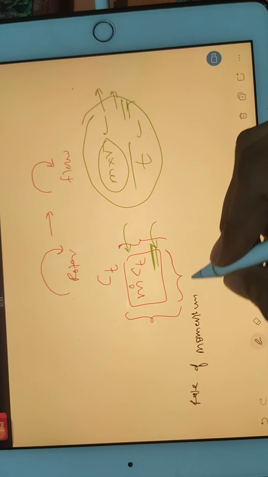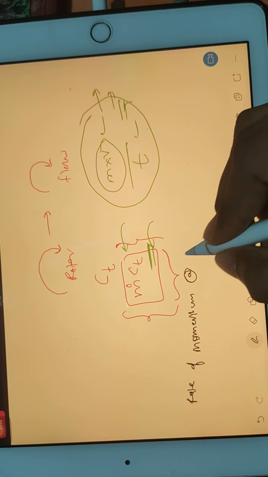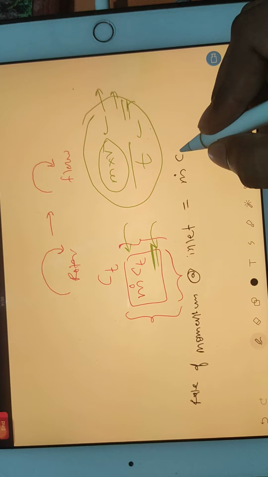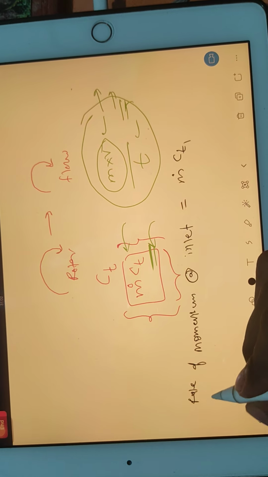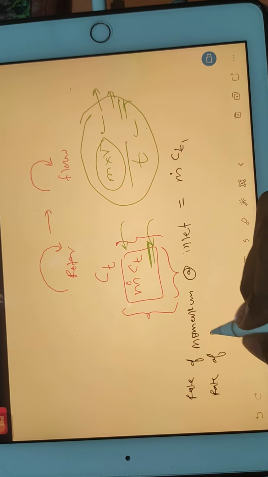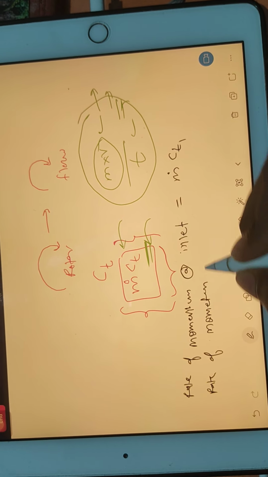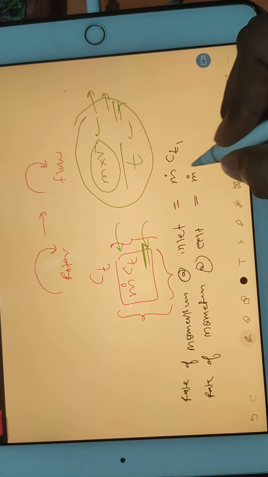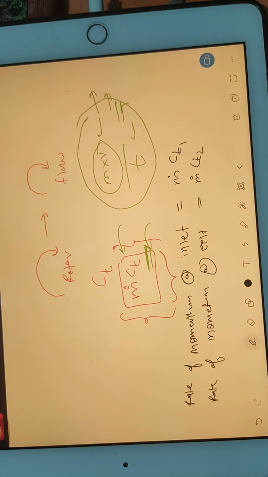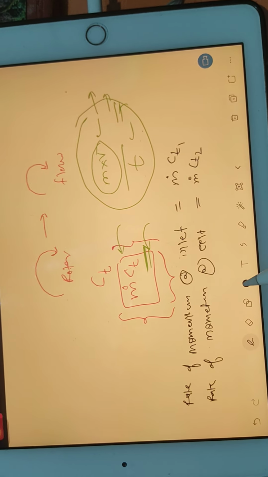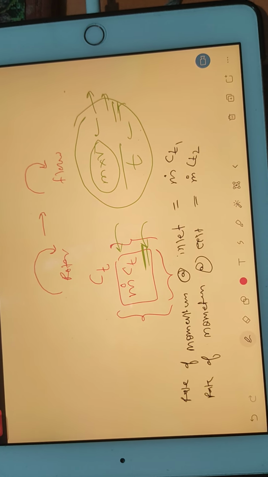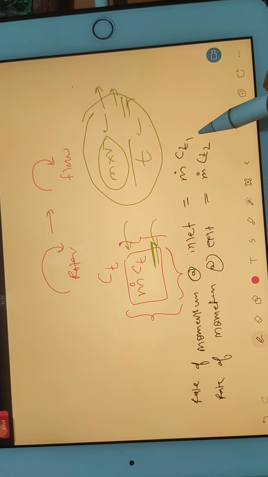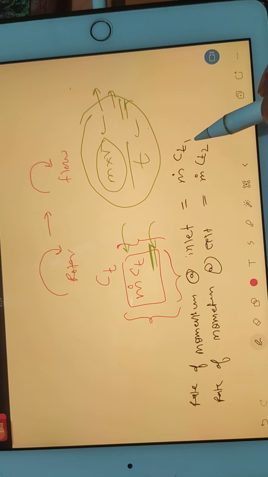You just write rate of momentum. Everyone take down. Rate of momentum at inlet is equal to m dot CT1, and rate of momentum at exit, it is what? m dot CT2, right? Okay, now you understand. You know, if you multiply force with the radius, then what do we achieve?